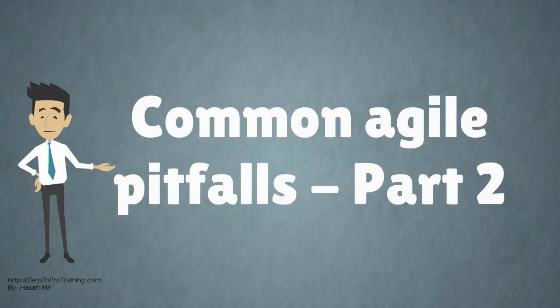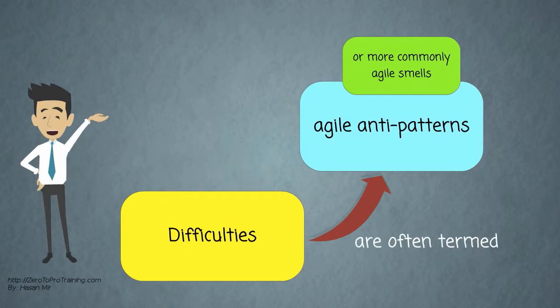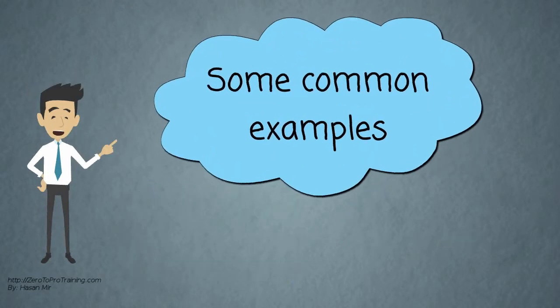In this video, we will talk about common agile pitfalls. Organizations and teams implementing agile development often face difficulties transitioning from more traditional methods such as waterfall development. These are often termed agile anti-patterns, or more commonly, agile smells. Now we will continue to talk about some common examples.